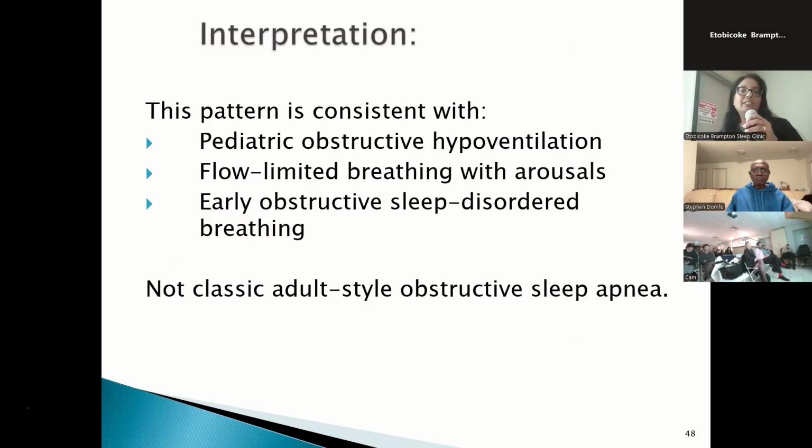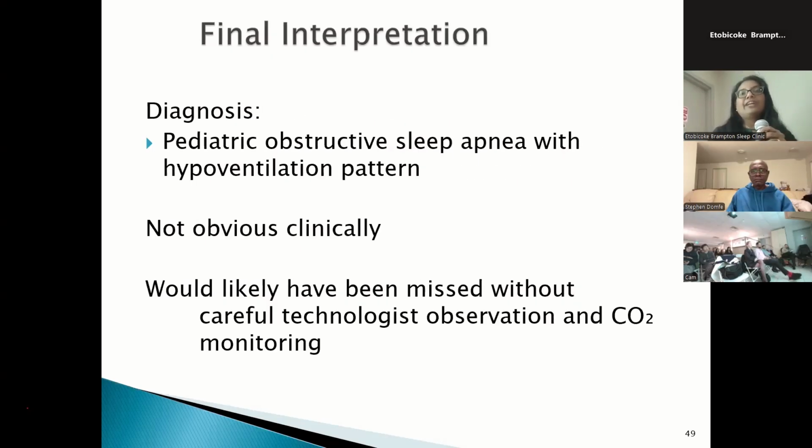Interpretation: this pattern is consistent with pediatric obstructive hypoventilation, flow-limited breathing with arousals, early obstructive sleep disordered breathing, not classic adult-style obstructive sleep apnea. Final interpretation, diagnosis: pediatric obstructive sleep apnea with a hypoventilation pattern. Not obvious clinically, it would likely have been missed without careful technologist observation and CO2 monitoring.